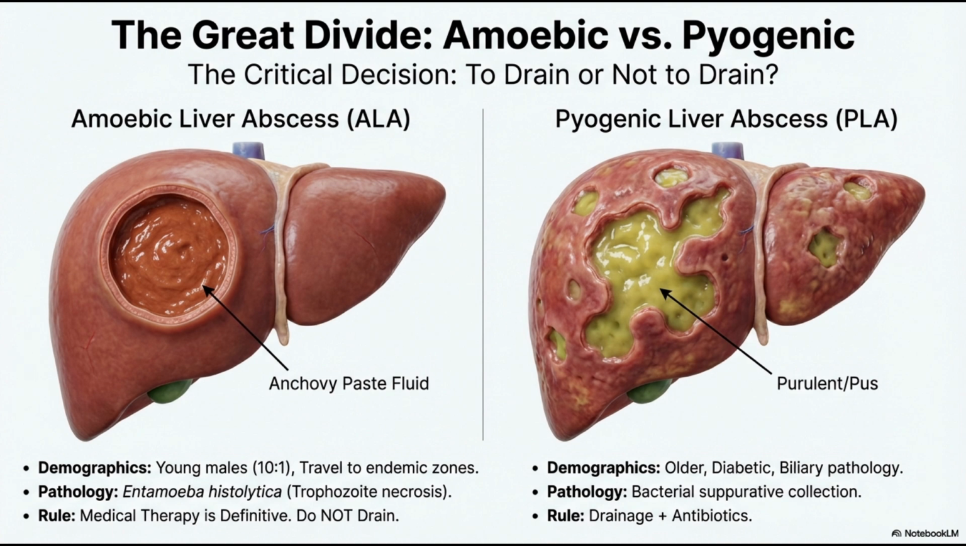Okay, so that is a massive distinction. Now, contrast that with pyogenic liver abscess. Pyogenic is pus. It's bacteria and neutrophils. This is a disease of the elderly, usually. The incidence is about 1 to 4 per 100,000, but it's been rising.